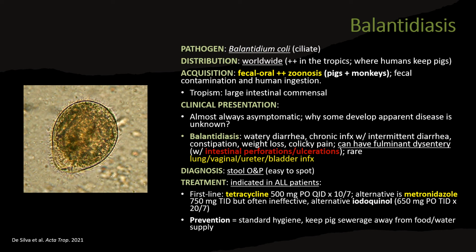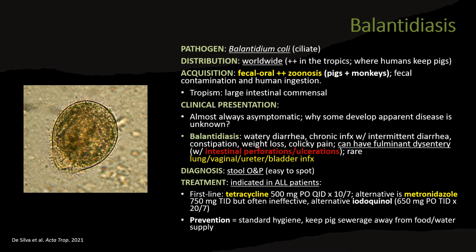Balantidiasis is the last common and important GI protozoa to discuss. Balantidium coli is a ciliate protozoa that is also prevalent worldwide, but probably causes more problems in tropical areas, in particular where people keep pigs, since it is a known fecal-oral zoonosis from pigs and monkeys. Fecal contamination of soil or hands leads to cyst ingestion and human infection, where Balantidium establishes infection in the large intestine. Most patients are asymptomatic.